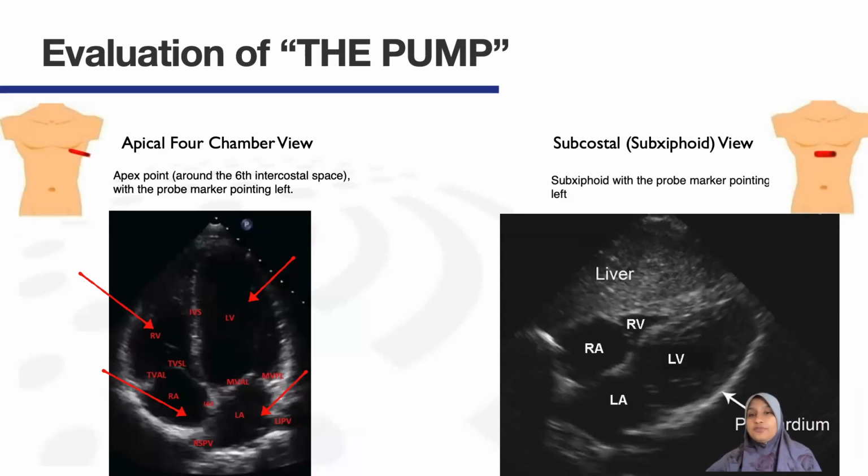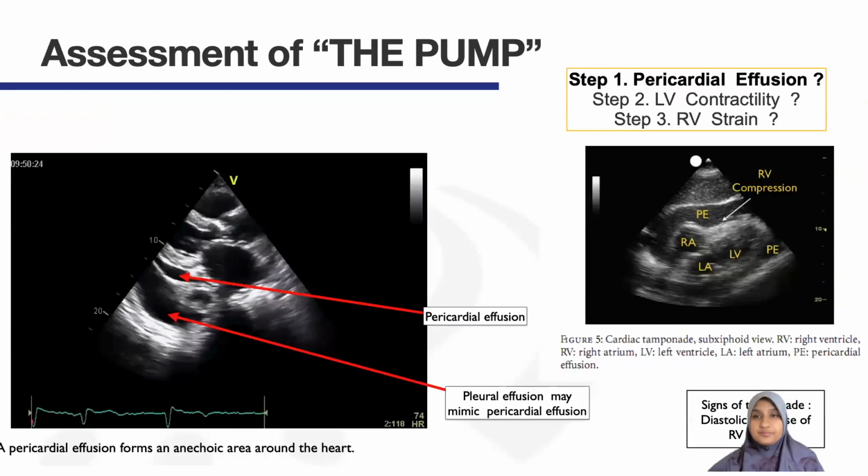And the subxiphoid view is at the subcostal of the chest. In this view, the liver is actually the window, and you'll be able to see right atrium, right ventricle, left ventricle, and left atrium. So let's look at what you can assess from all these 4 views on the evaluation of the pump.